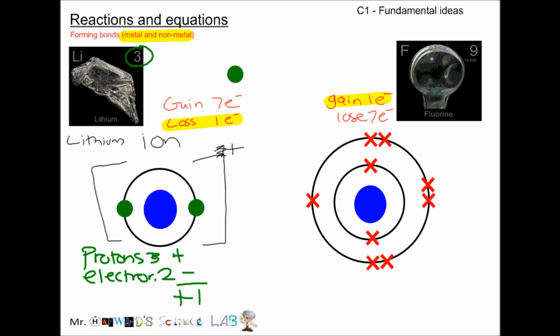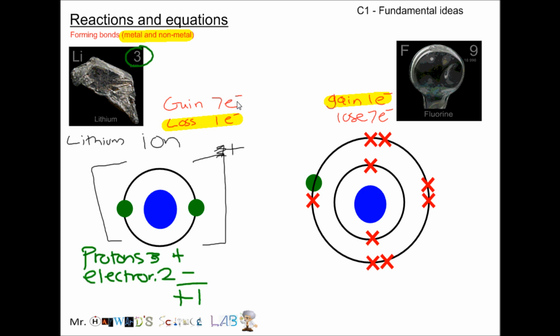Okay. Now, a similar thing happens with fluorine. It needs to gain an electron. It's going to gain that electron from the one that lithium's lost. So it gains that electron, it goes there. As you can see, the fluorine now has a full outer shell of electrons.